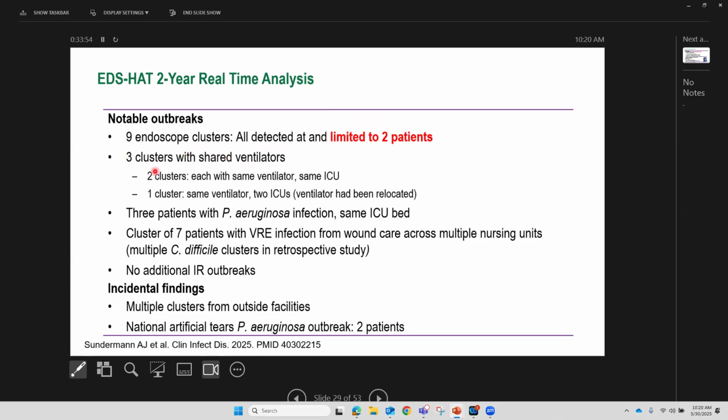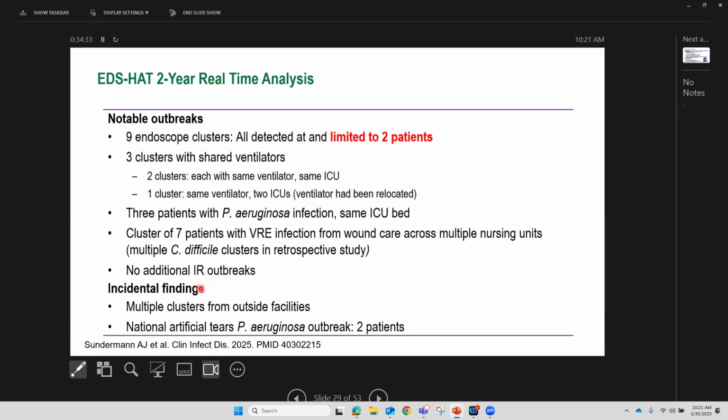3 clusters with shared ventilators. So 2 clusters, same ventilator, same ICU, but we identified an outbreak of same ventilator in 2 ICUs because the ventilator was moved from one ICU to the other. And without the sequencing, we never would have identified that this ventilator was the culprit. 3 patients with Pseudomonas infection, same ICU bed. Cluster of VRE infections from wound care across multiple nursing units, and no additional IR outbreaks because of the intervention that we had done a few years earlier.